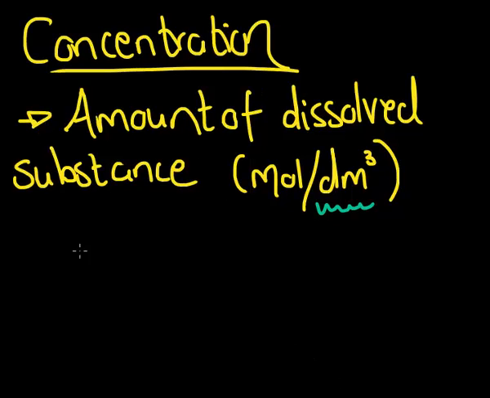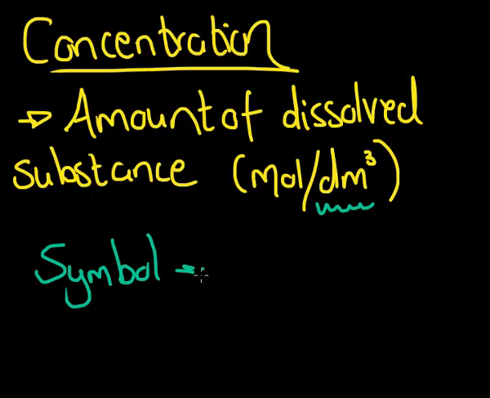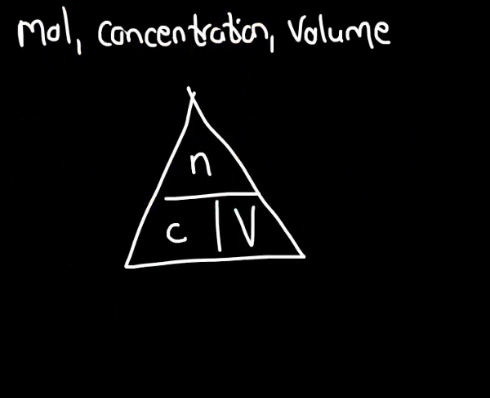Now, for concentration, we're going to have a specific symbol, and this is going to be a small letter c. And as I said, the unit in which we're going to be measuring it is mole per cubic decimeter. The specific formula that we will be making use of in order to calculate concentration is made up of moles and volume too.